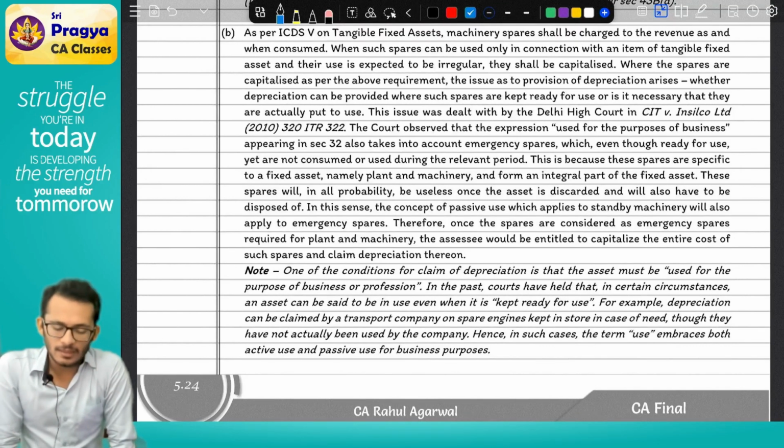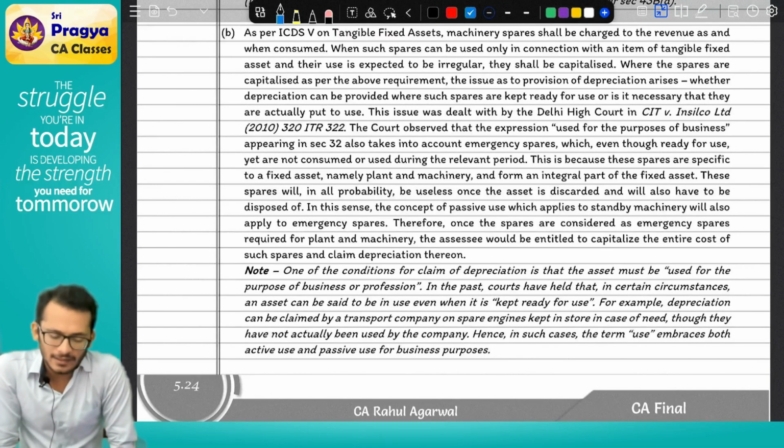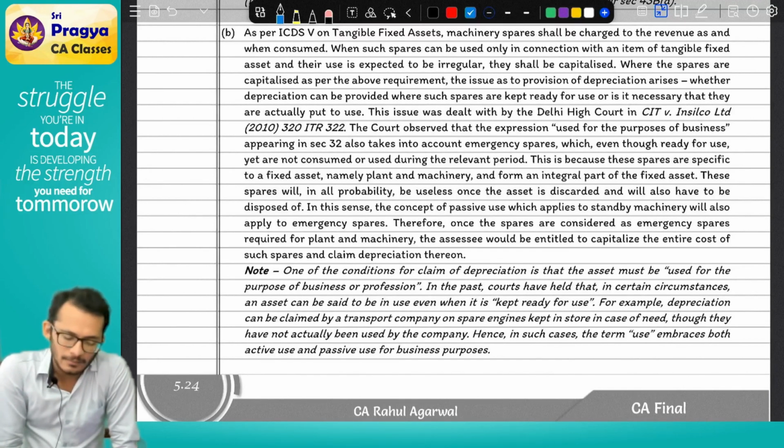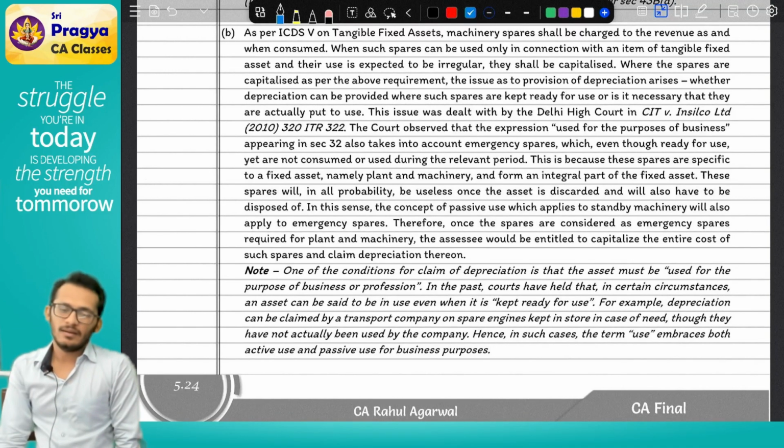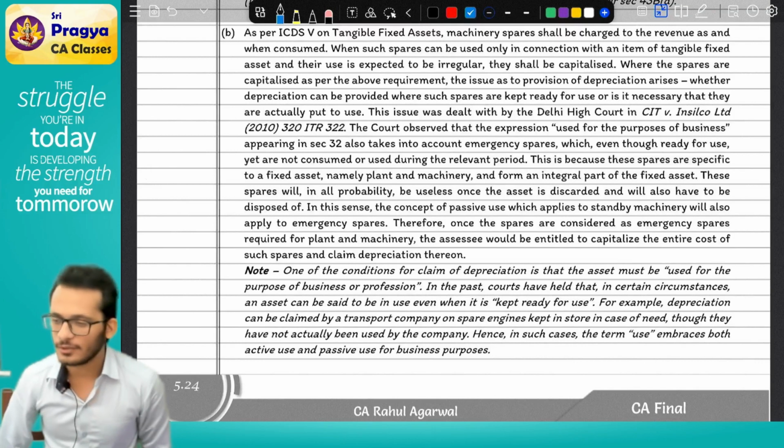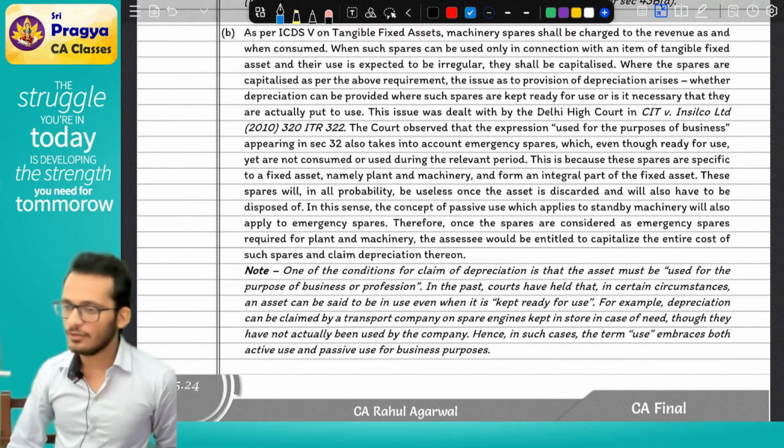One of the conditions of claim of depreciation is that the asset must be used for the purpose of business or profession. In the past, courts have held that in certain circumstances, assets can be said to be in use even when kept ready for use. For example, depreciation can be claimed by a transport company on a spare engine kept in store in case of need, though it has not been actually used by the company. Hence, in such cases, the term use embraces both active use and passive use. Short form of the story, for any kind of passive use assets, you can claim depreciation.